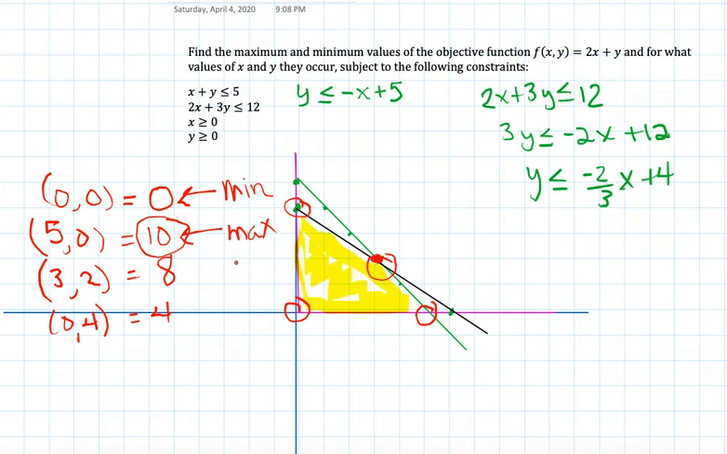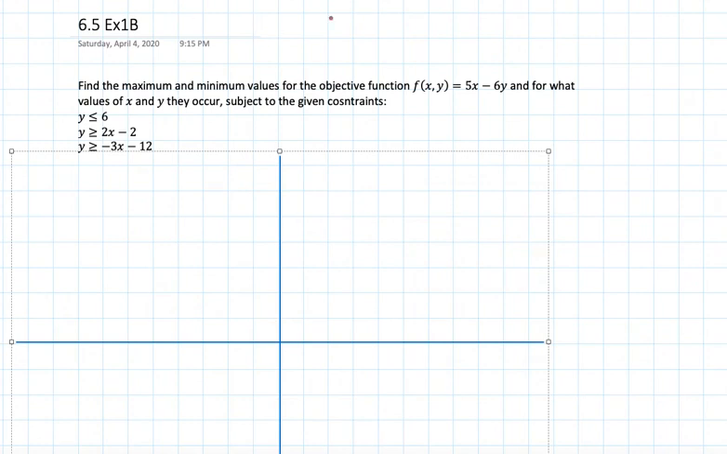Let's try another one. All right, this one, you have your objective function of f of x comma y equals 5x minus 6y. And then here's the constraints. So there's only 3 here. Now you can have a lot, okay? You could have 6 equations there and have some crazy looking thing. You could have 10 equations. You could have just 3.